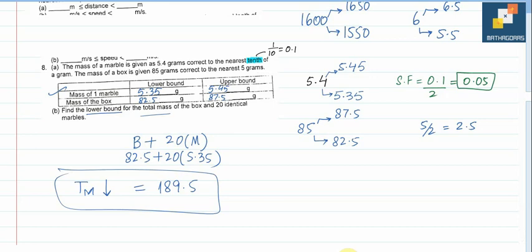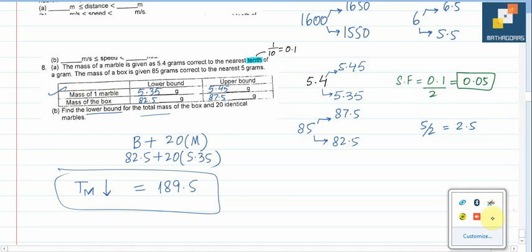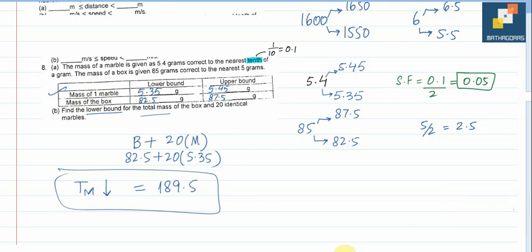Alright class, so that is the end of the topic limits of accuracy. We have done the whole worksheet in which we had 8 questions. The concept, the working is totally the same for all the questions. First you need to find out the scale factor and then you need to find out the upper bound or the lower bound. For upper bound you need to add the scale factor, for lower bound you need to subtract the scale factor from your given length.